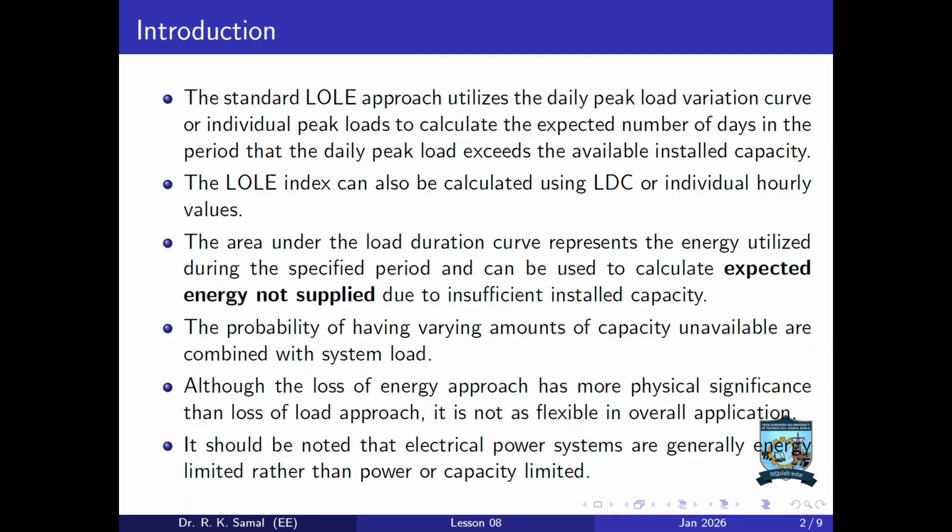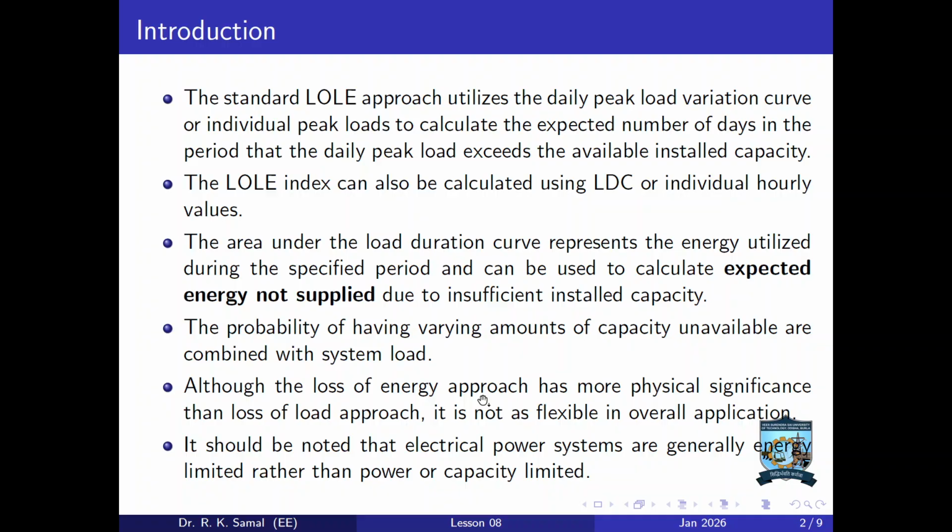Load duration curve is simply the variation of load with time. Now when we integrate that curve, we get the area under it, which is basically load into time or megawatt into hour, megawatt hour. The probability of having varying amounts of capacity unavailable are combined with the system load. So what we do? We have the capacity outage table, we combine with the system load.